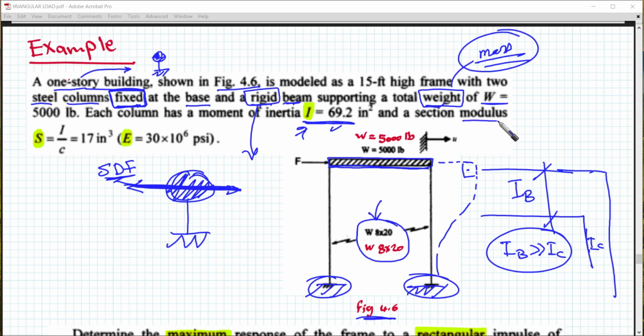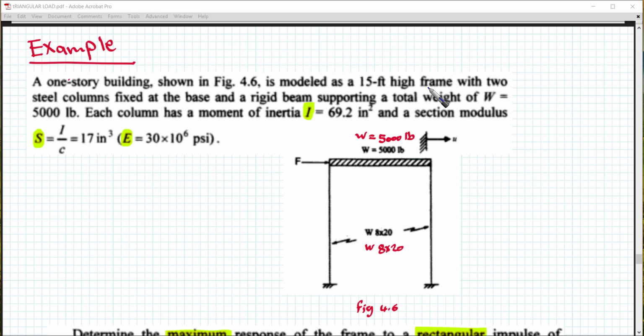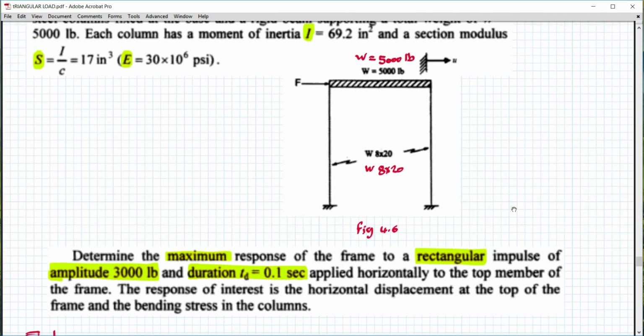And a section modulus S equal to I over C, 17 inch cubed, and E, we're talking about steel, 30 times 10 to the power 6 pounds per square inch. Okay, so these are important keywords. Whenever you read the problem, your eyes should always be attracted to specific words that are going to give you guidance for the solution. Okay, let's clean up here and let's move on.